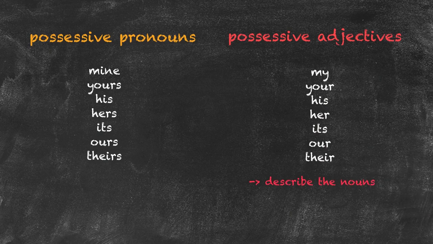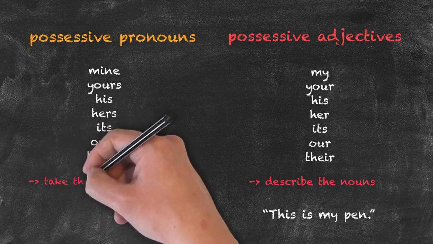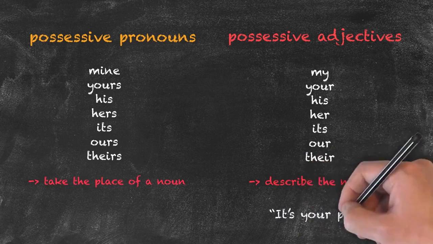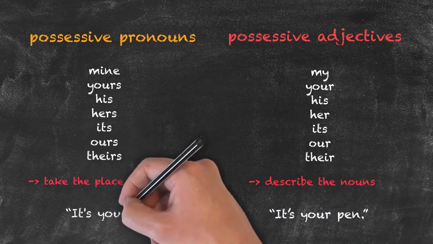Therefore, our possessive adjectives are describing the noun and followed by a noun. This is my pen. However, keeping in mind what the pronouns do, they take the place of a noun. Our possessive pronouns do exactly that. It's mine. And one more example of this would be, it's your pen and it's yours.